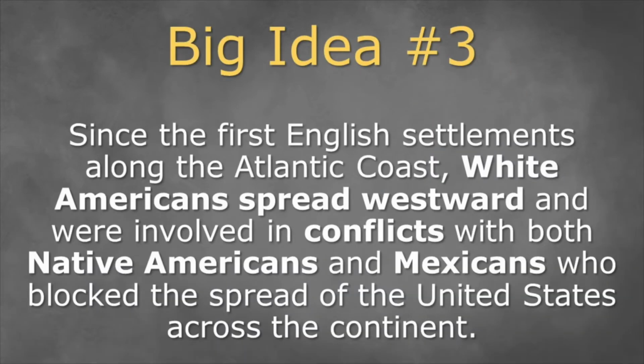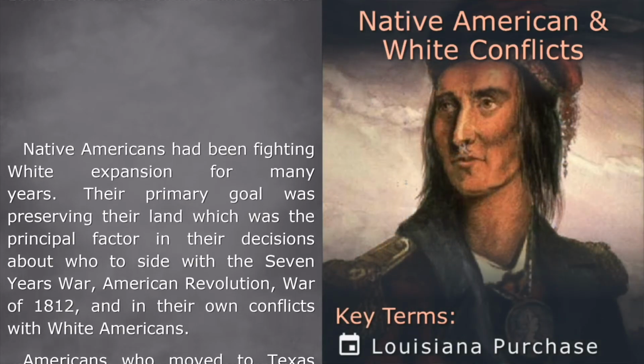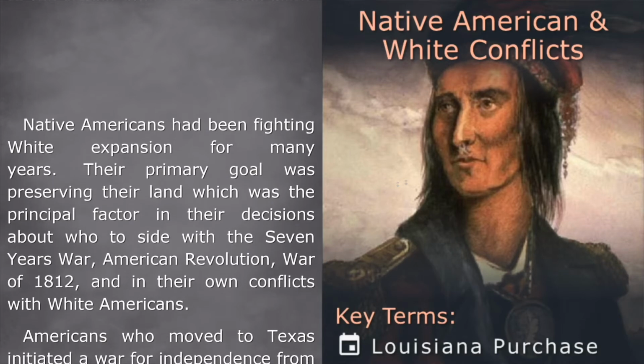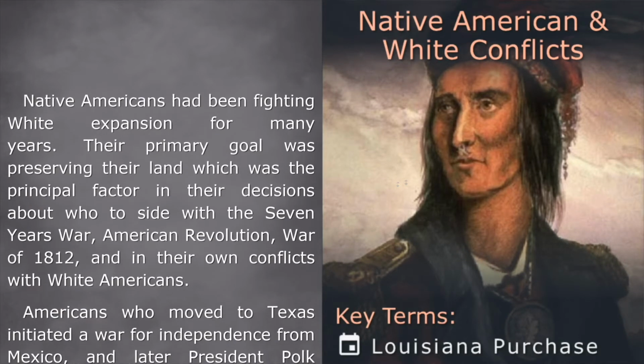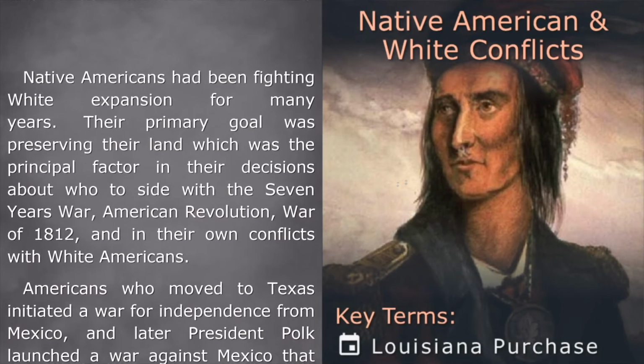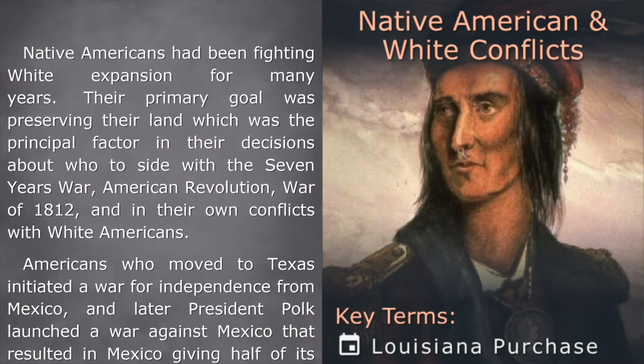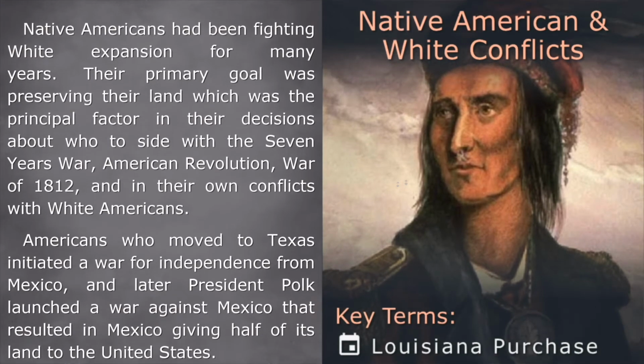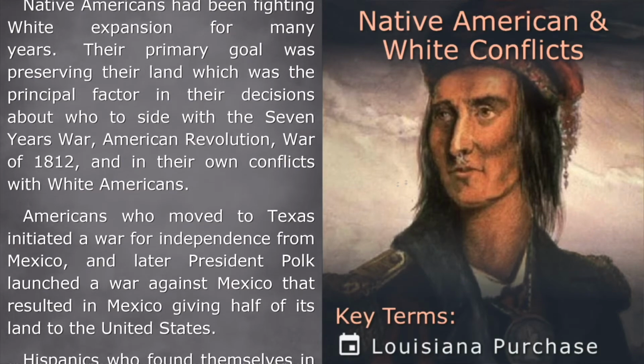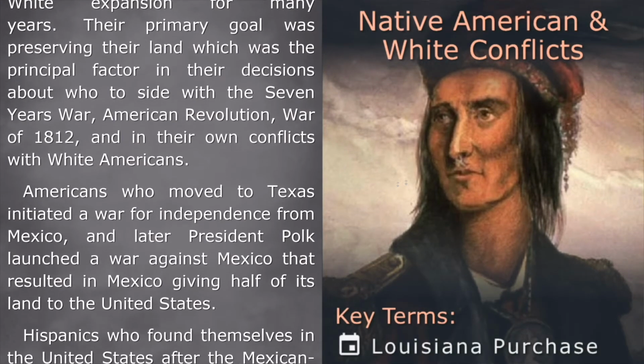Big idea: Since the first English settlements along the Atlantic coast, white Americans spread westward and were involved in conflicts with both Native Americans and Mexicans who blocked the spread of the United States across the continent. Native Americans had been fighting white expansion for many years. Their primary goal was preserving their land, which was the principal factor in their decisions about who to side with in the Seven Years' War, American Revolution, War of 1812, and their own conflicts with white Americans.